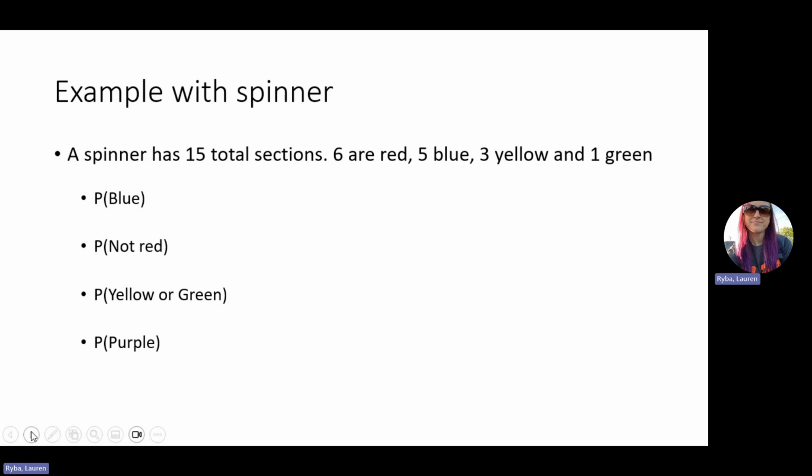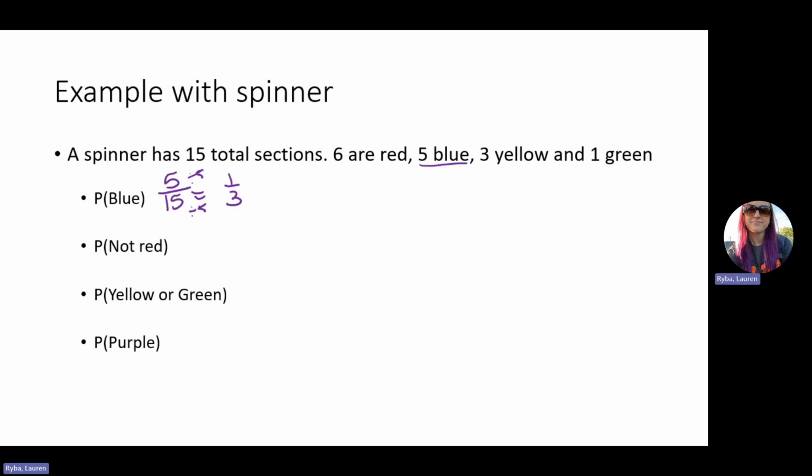All right, so let's pretend we are playing a game that has a spinner. There are 15 total sections in this spinner. 6 of the sections are red, 5 are blue, 3 are yellow, and 1 is green. So the first question says, what is the probability I get a blue? Well, if I look at this, it says there are 5 blue. So 5 out of the total 15 are blue. And I can reduce that to 1/3. 5 and 15 are both divisible by 5. 5 divided by 5 is 1. 15 divided by 5 is 3. That's how I got the 1/3.